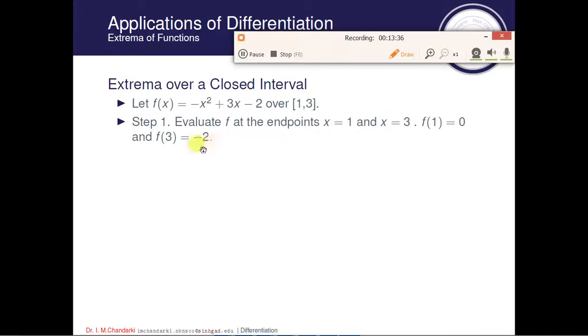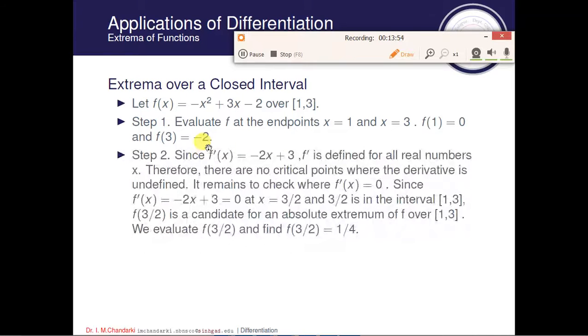So the first step is over. We got f of 1 and f of 3. f of 1 is 0 and f of 3 is minus 2. So we got the function's values at these 2 points.